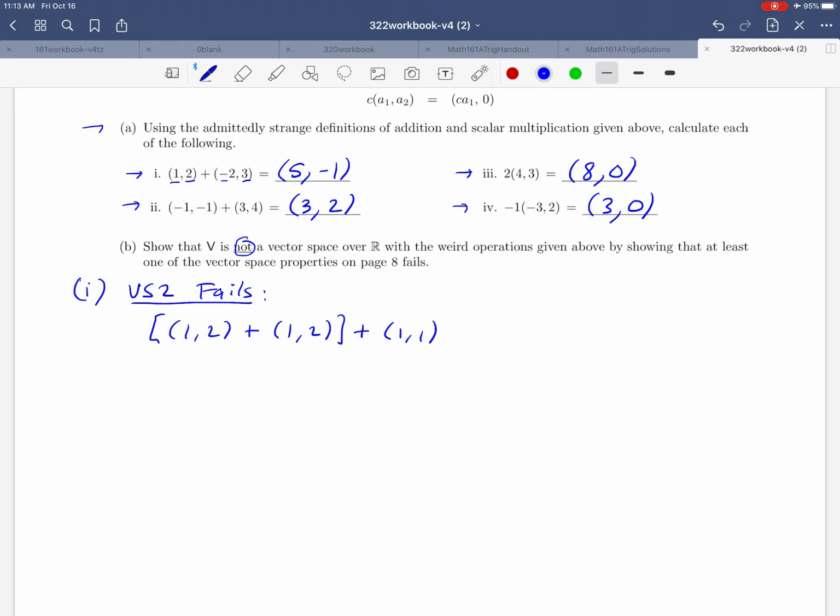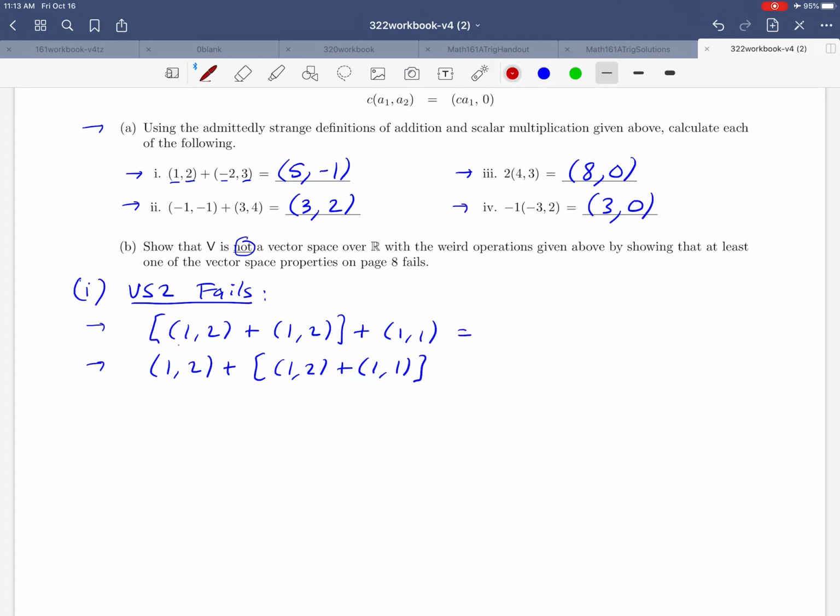Okay, and we're going to compare that to (1, 2) plus (1, 2) plus (1, 1). So notice that the only difference between these two lines is that we've grouped things differently. Okay, so let's do the calculation on the top line.